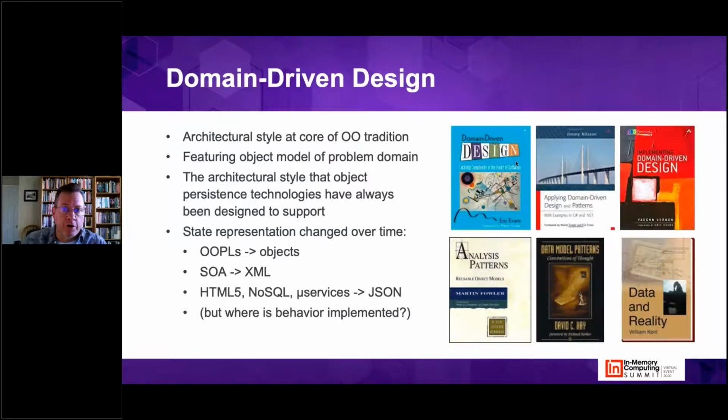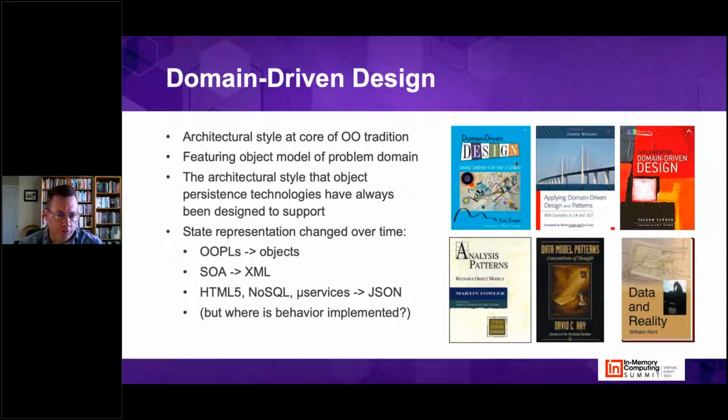Okay, so let's dive right in. So what is domain-driven design? Well, it is the architectural style at the core of the object-oriented tradition. It features an object model of the problem domain you're working in. The application that you're developing is addressing some problem, and you model it with objects. So this is the architectural style that object persistence technologies like object relational mapping tools and object-oriented database management systems have always been designed to support.